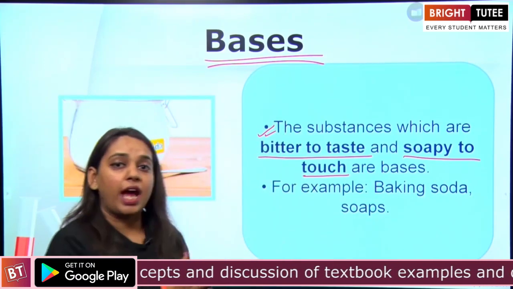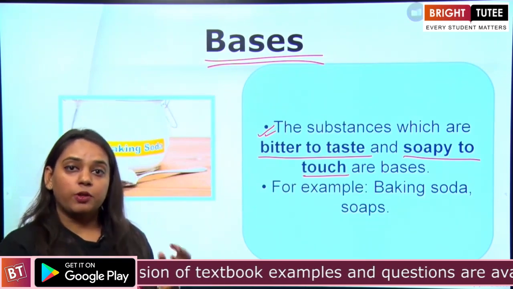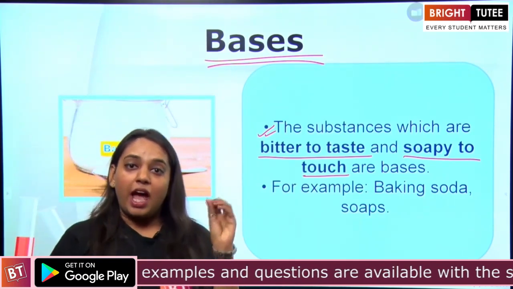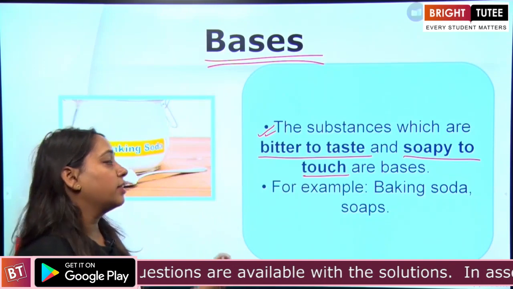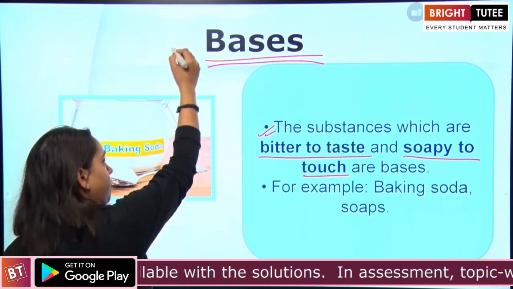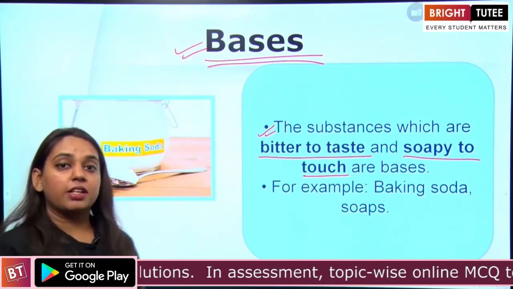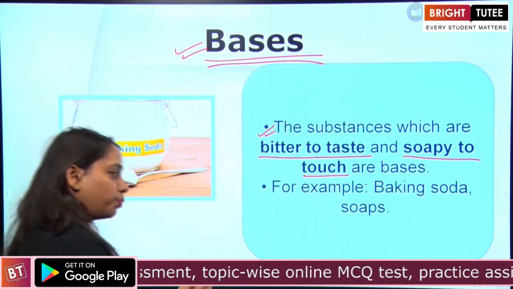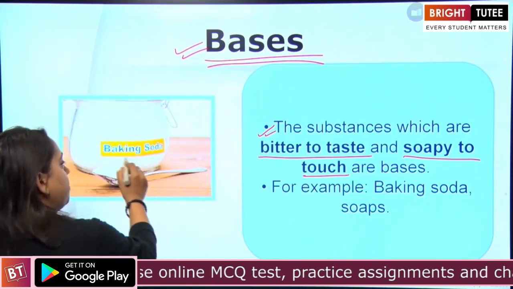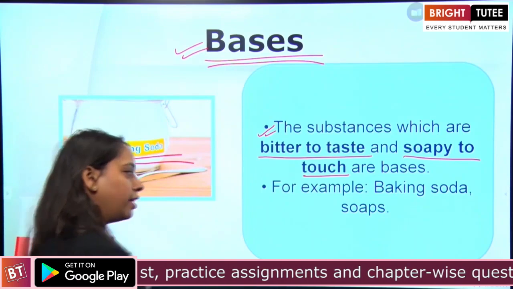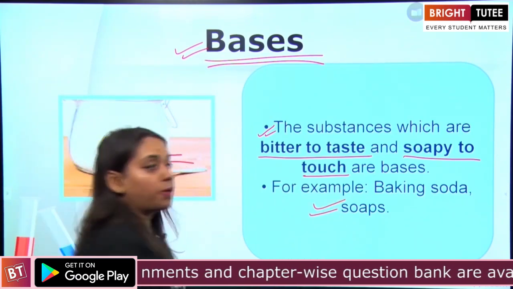When you wash your hands and you touch the soap, you will feel that it is quite slippery, and this soapy touch is the characteristic feature of bases. And what is the example for bases? The most common example for bases is baking soda and soaps. So this is all about bases.